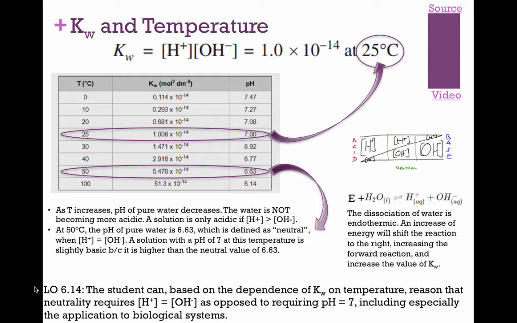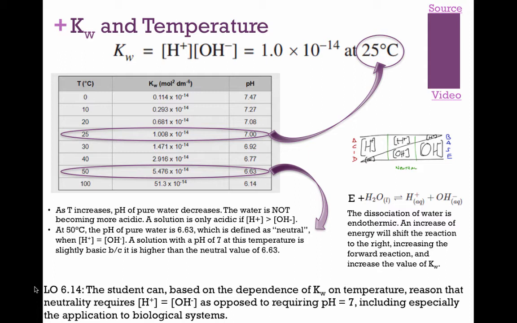So the biggest thing with KW is you can only use it at 25 degrees Celsius. As temperature changes, people always find this hard to believe, but the pH of water actually changes. So if you are at a temperature of 50 degrees Celsius, then neutral is no longer 7, it's 6.63. That's why when you're finding the pH of water in my room, it's never exactly 7. Because let's be real, my room is not 25 degrees Celsius. Today it's probably 30. Which is why it's not exactly 7.